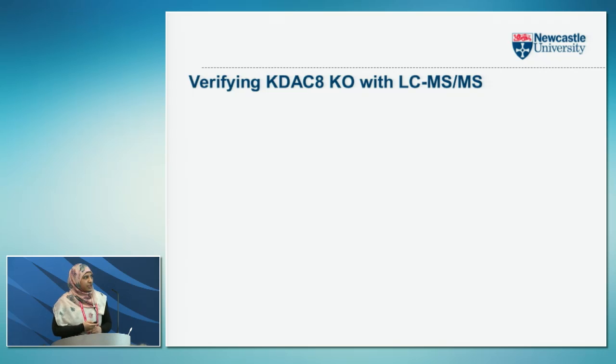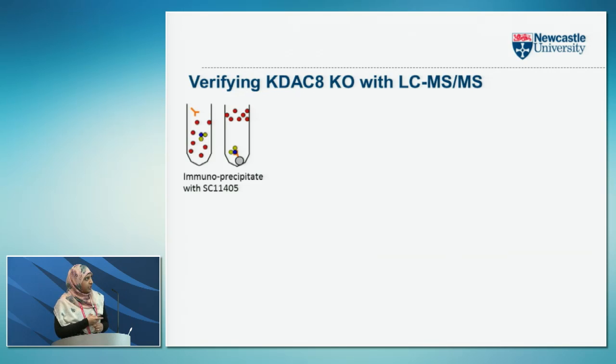So we went on to look at the protein levels using liquid chromatography, tandem mass spectrometry. So we took lysates of the wild type and the 3 KDAC8 knockouts and separately incubated them with the antibody that showed KDAC8 knockout. And we immunoprecipitated with this antibody, and we ran the precipitates from wild type and the 3 knockouts on a gel to separate the proteins by size. We cut the gel at around 42 kilodaltons, where we'd expect to find KDAC8 protein.